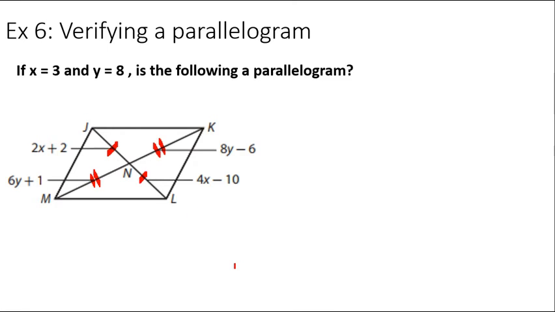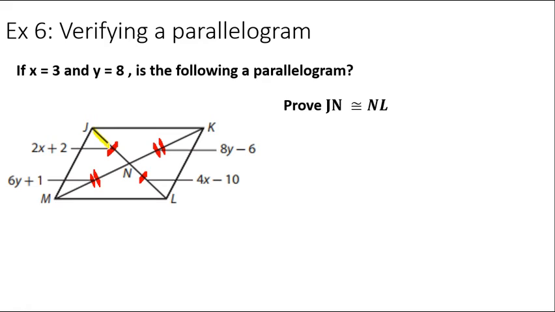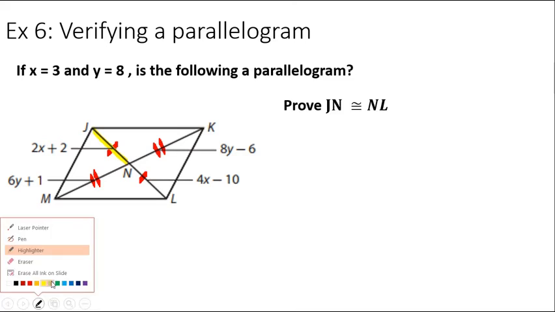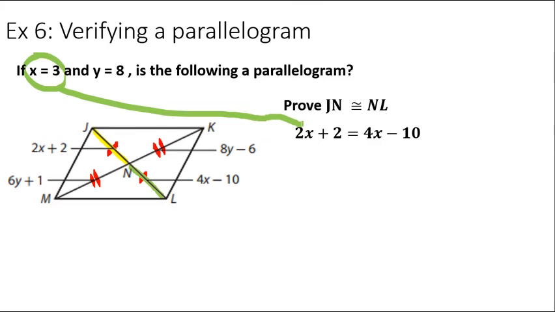So I start off by showing, are JN and NL congruent to each other? So this is this segment, and NL is this segment. So they have to be equal to each other, congruent. So I'm going to take 2x plus 2 equals 4x minus 10. And I'm going to take my x equals 3, and I'm just going to plug it in to both x's right there.